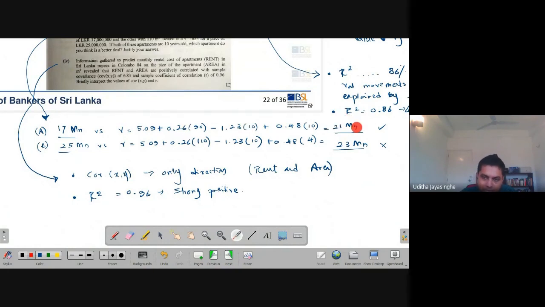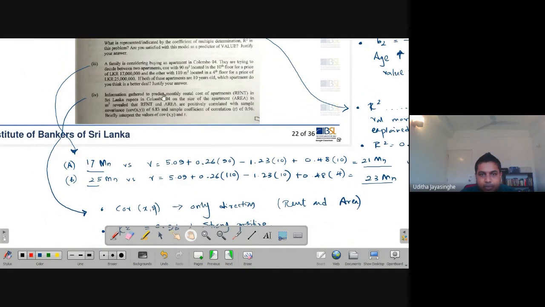Now that seems to be a fair deal, isn't that so? This apartment costs 17 million, but the value is 21 million. But look at the second apartment, the cost is 25 million, but the value is 23 million. Now that's not going to be a good deal. So you can agree for the first deal, but the second deal, you may not agree.